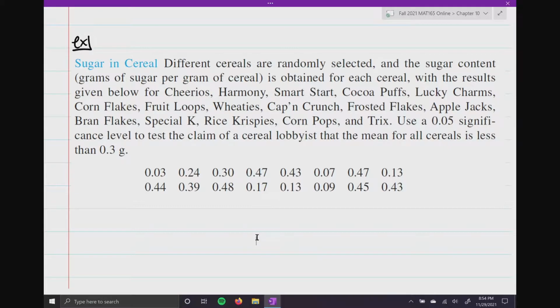All right, so here's our first example here. We're going to do a hypothesis test, and it's going to be sugar in cereal.